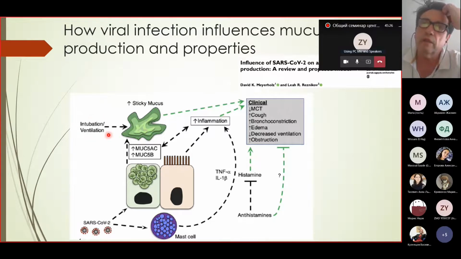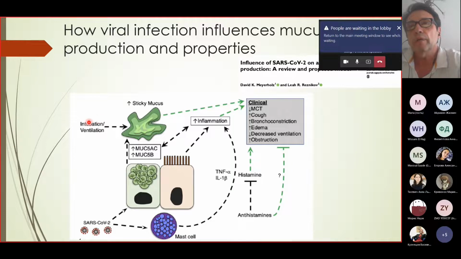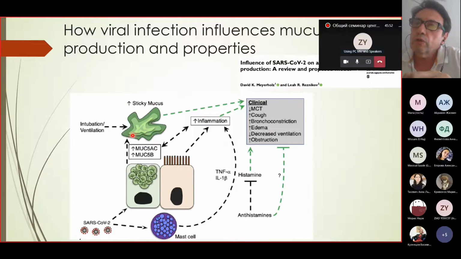And you see at the left, it is written intubation, ventilation. It means that because of this sticky mucus, it is not properly removed. So there is this mucus accumulation in the airways. Because of that, it is necessary to do intubation and lung ventilation. So this is a short schematic explanation. Of course, there are many other phenomena, but this is what is most important.